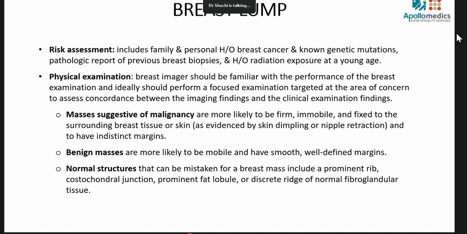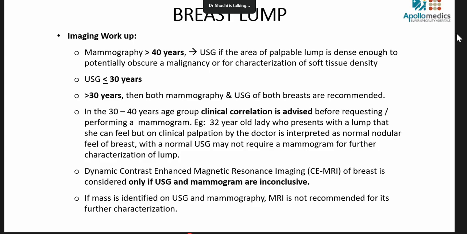Physical examination. Masses which are suggestive of malignancy are most likely firm, immobile, fixed to the surrounding breast tissue. Benign ones are mobile, with smooth, well-defined margins. Normal structures which can be mistaken for a breast mass include a prominent rib, costochondral junction, prominent fat lobule, discrete ridge of normal fibroglandular tissue, mostly in the upper quadrant, outer upper quadrant.